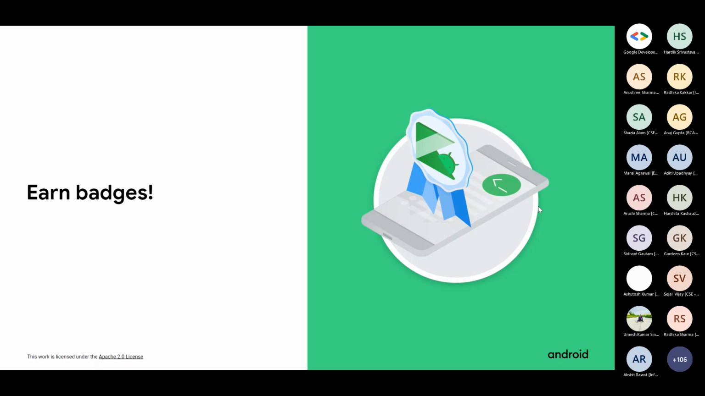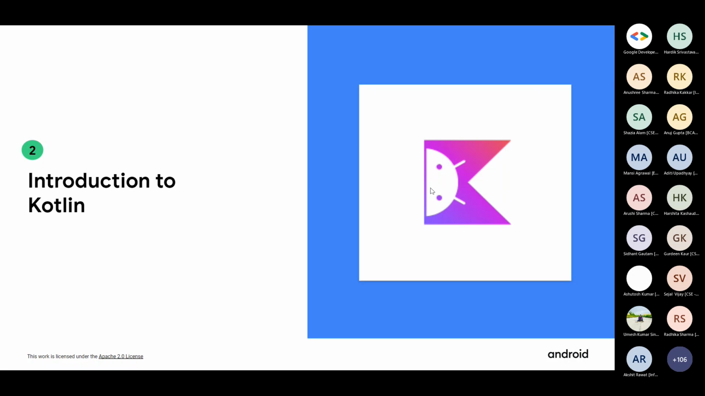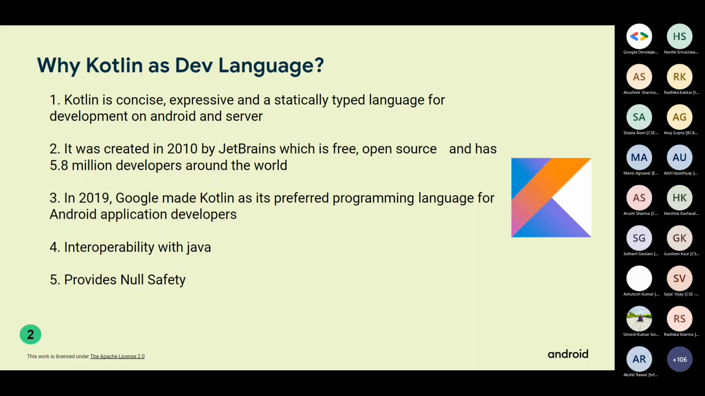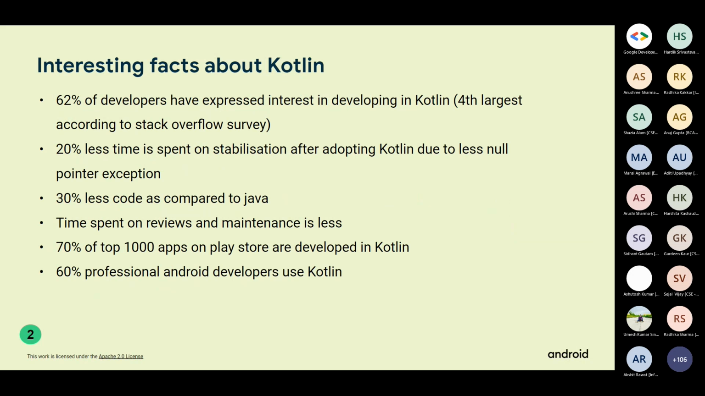So now let's move further. Introduction to Kotlin. Kotlin was first created in 2010 by JetBrains, and in 2019, Google made Kotlin the preferred programming language for Android app development. It comes with many cool features like null safety, coroutines, and a lesser number of lines of code as compared with Java. So here are the top interesting facts about Kotlin: that is 30% less code as compared to Java. 70% of the top Play Store apps are developed in Kotlin.